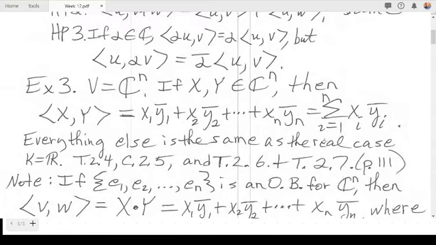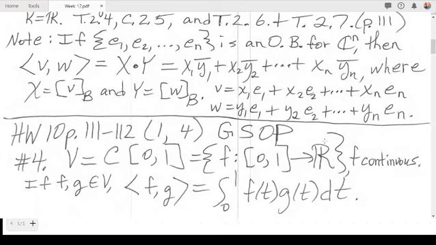Now, when you have an orthonormal basis, E1, E2 through En, for Cn, then the scalar product of V and W is simply the ordinary dot product of x and y, where x and y are the coordinate vectors of V and W relative to the orthonormal basis.